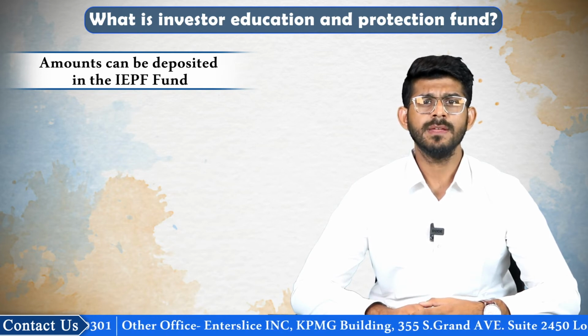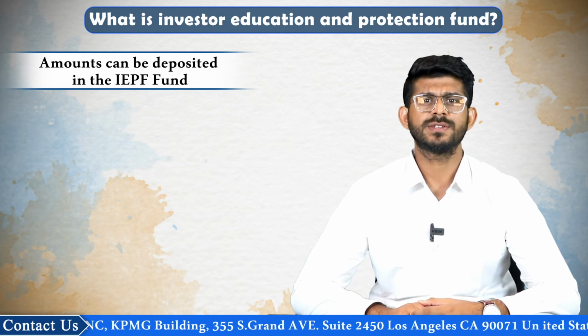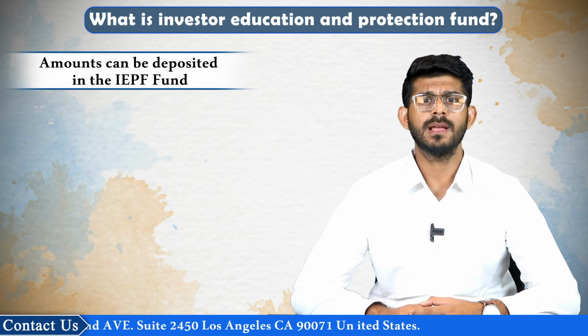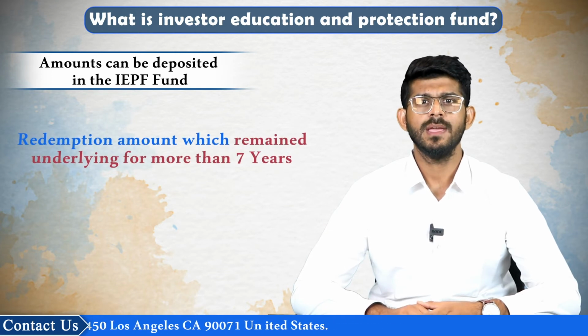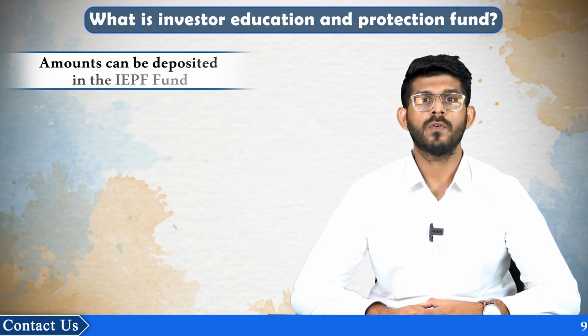Any application money which is due for refund. Any matured deposits. Any sale proceeds of fractional shares made out of the issuance of bonus shares, merger and amalgamation for 7 years or more. Any redemption amount which remained underlying for 7 years or more. Any other amount which the government may prescribe from time to time.